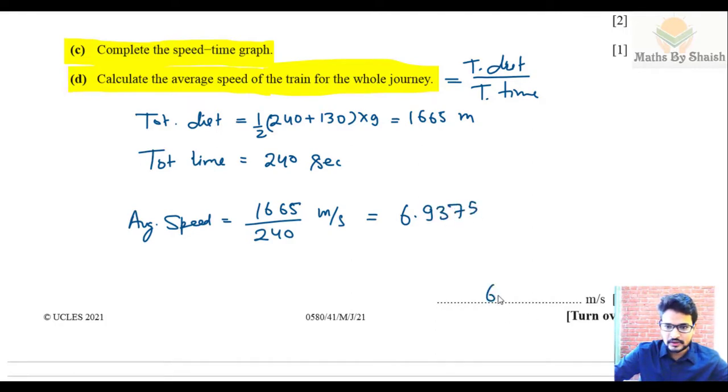So we will write the whole answer here, 6.9375 meters per second. That's the average speed of the train for the whole journey.